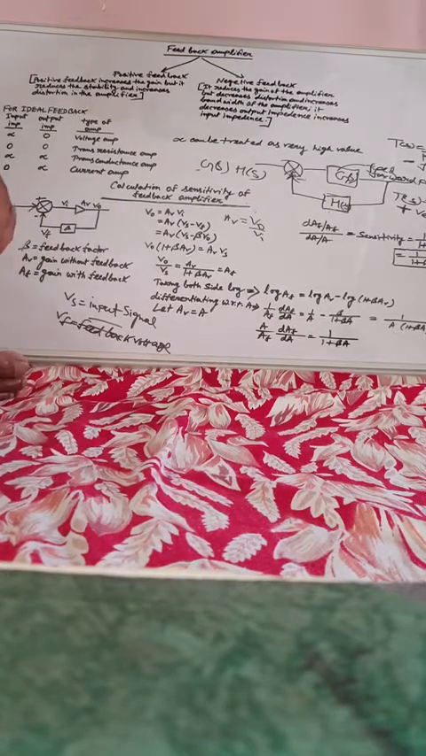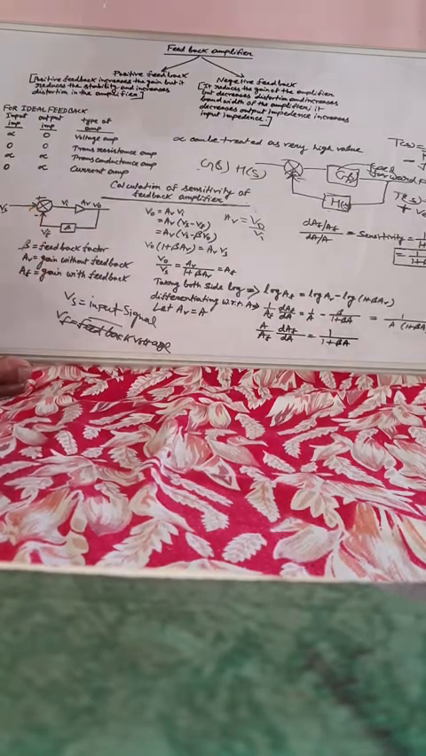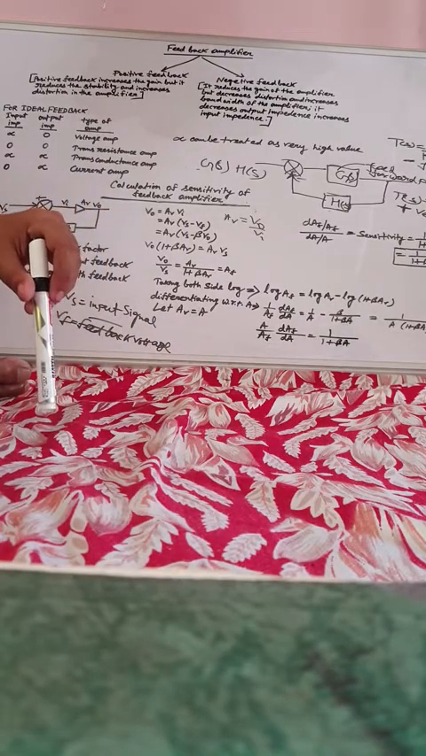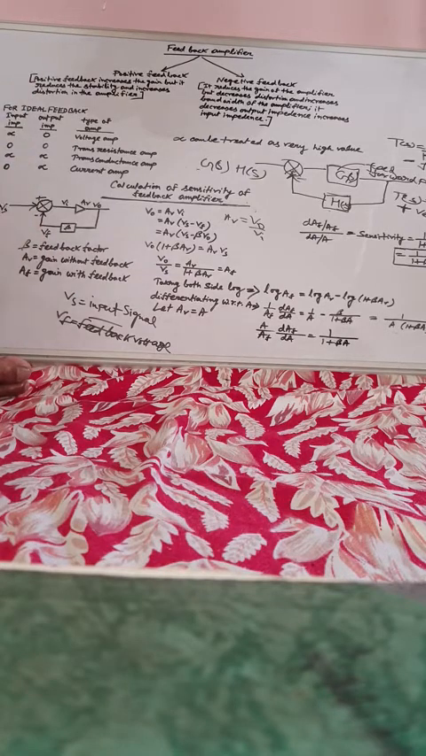Now our aim is to calculate sensitivity with the help of negative feedback system. This is a diagram of a negative feedback system. This is the input voltage signal Vs. This is the gain without feedback A_V. This is beta, the feedback factor, and A_F is the gain with feedback.